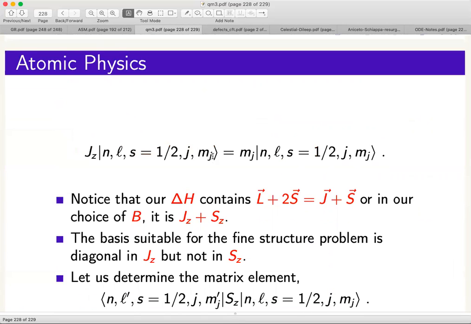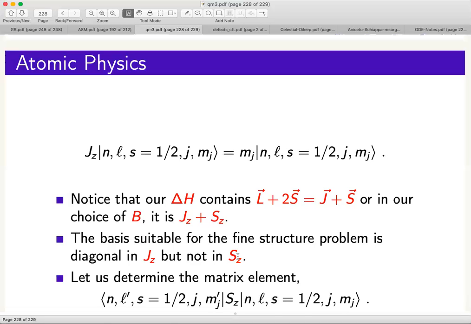Jz of course continues to be diagonal in this basis, and you just get some eigenvalue. But our delta H is not just Jz, it is Jz plus Sz, because L plus 2S will give you J plus S. In case of a magnetic field in the Z direction, you get Jz plus Sz. So although the Jz part of the perturbation Hamiltonian is diagonal in this basis, Sz is not, because Sz is not a good quantum number here. So what we will do is switch the basis and compute the Sz matrix element in the basis in which Sz is diagonal.